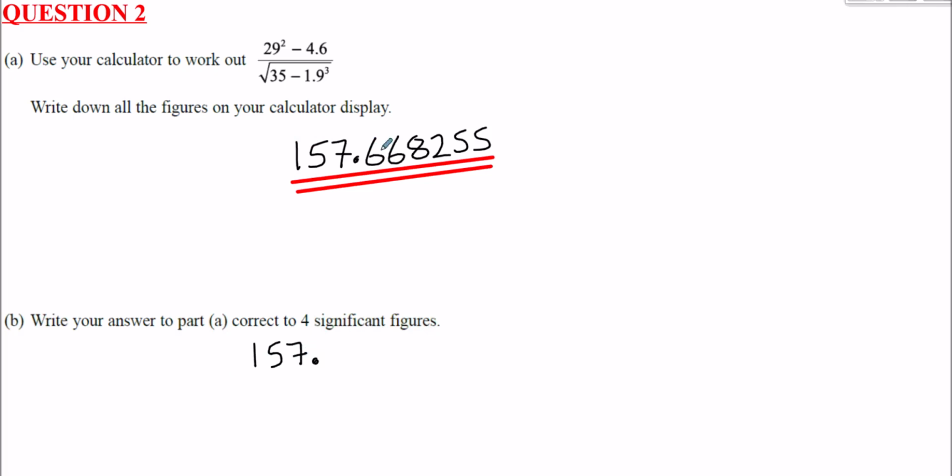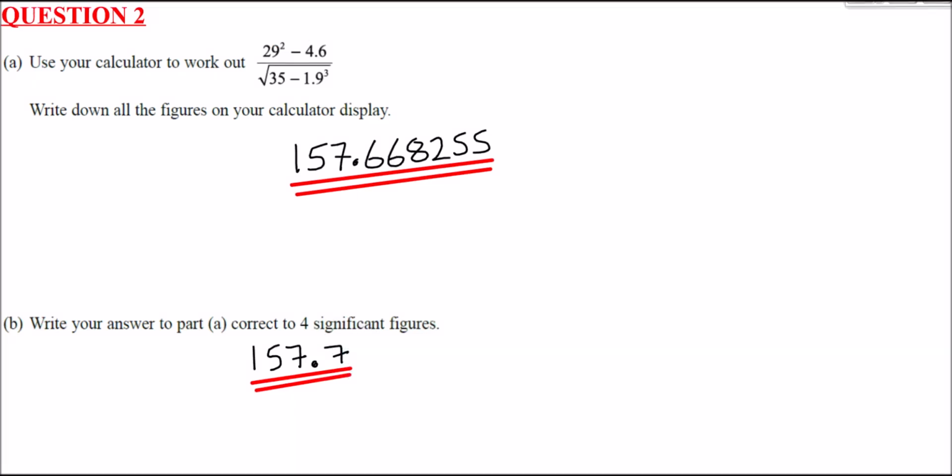However, next to this 6 is another 6. If the number next to your deciding digit is 5 or more, you round it up. So this 6 actually gets bumped up to a 7 because next to it, this 6 forces it to round up 1. So we've got 157.7. I'll very quickly show you how you can get your calculator to round to significant figures for you.